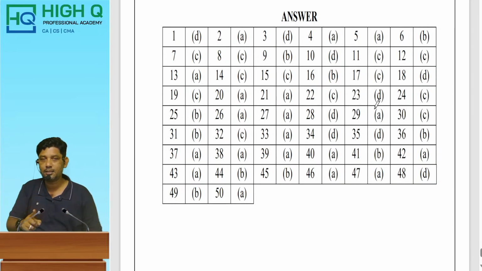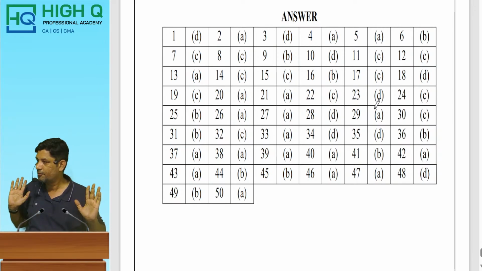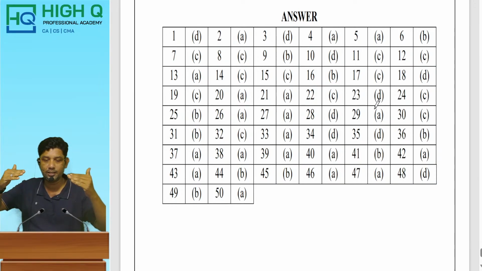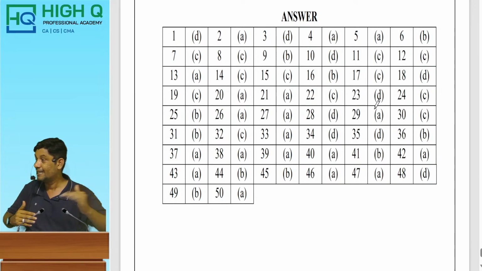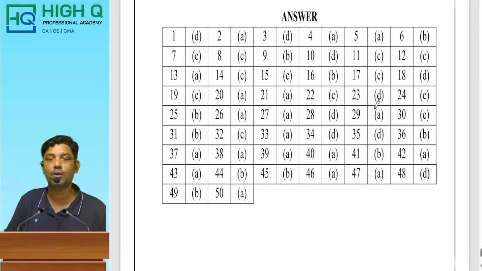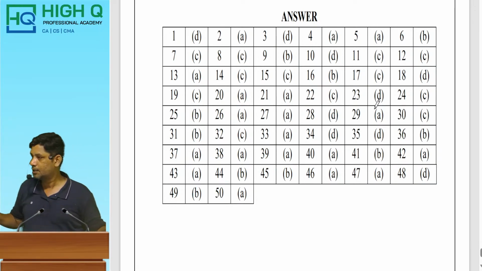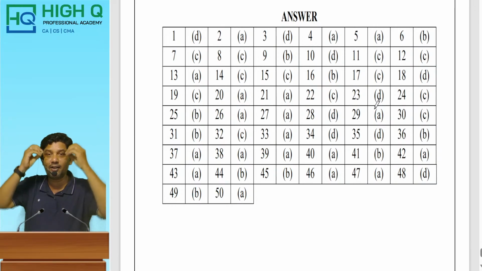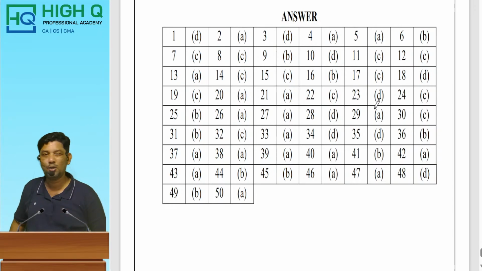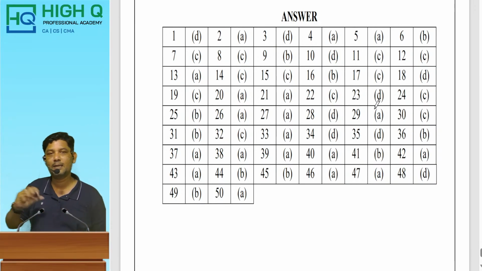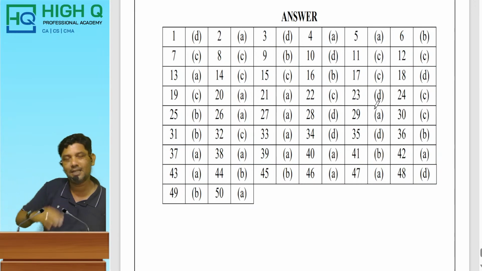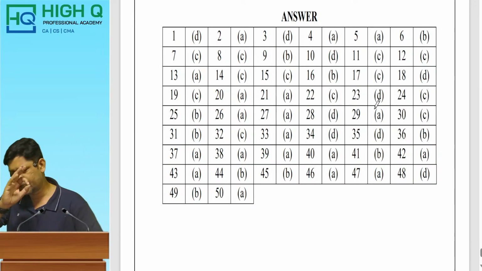Our only aim, only goal is what? Clear CA foundation. First goal is clearing CA foundation. Next goal is intermediate. And the final goal is clearing CA final. That's it. So for that, wherever you are getting support, take that support. No ego, nothing. If you have that ego, that kills you a lot. It kills you a lot.